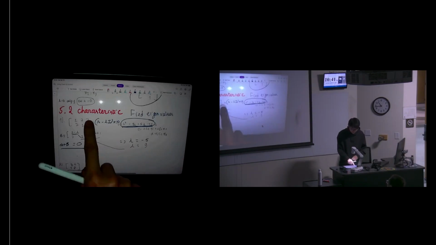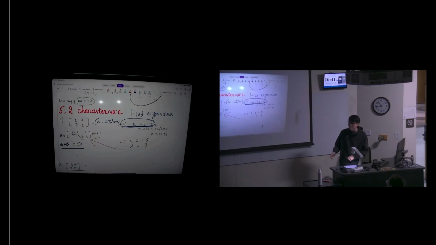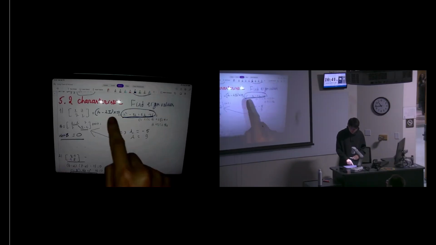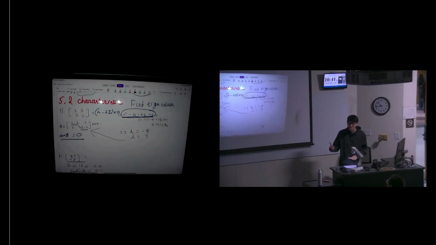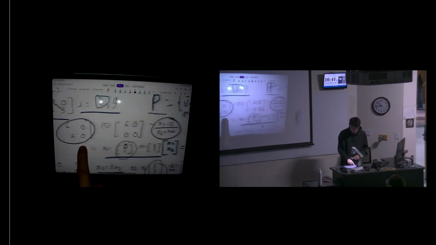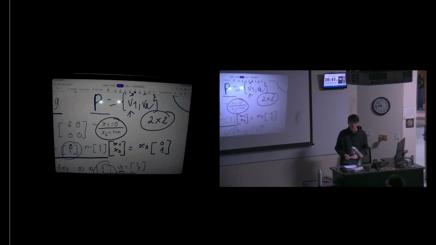So that's just 5.2, how to find an eigenvalue from a matrix. And if you can already find the eigenvalue, finding the eigenvector is the step above here, where you do the subtraction and then you try to find the free variables. So that's the eigenvector.